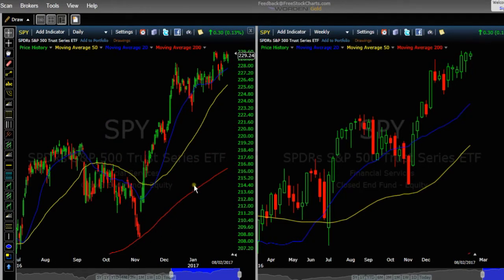I use 3 moving averages. I have the 200 moving average, which I have colored in red, the 50 moving average in yellow, and the 20 moving average in blue. If you come and join my site, you'll learn more about these moving averages and how we use them to profit. But these are the settings that I have on my charts.